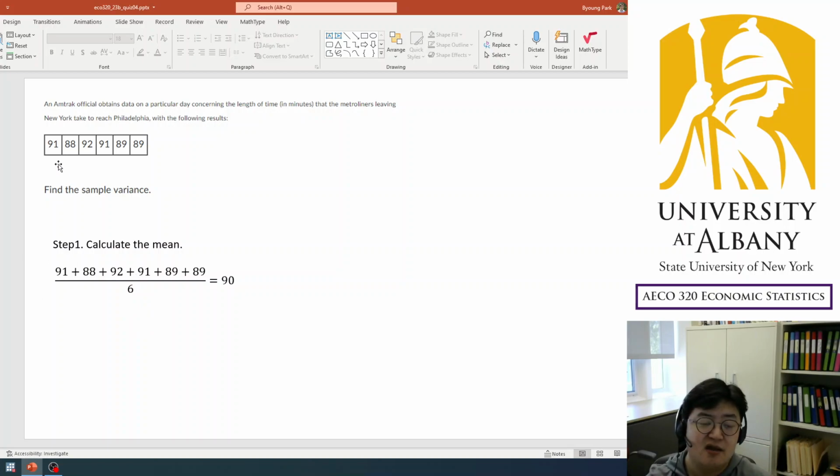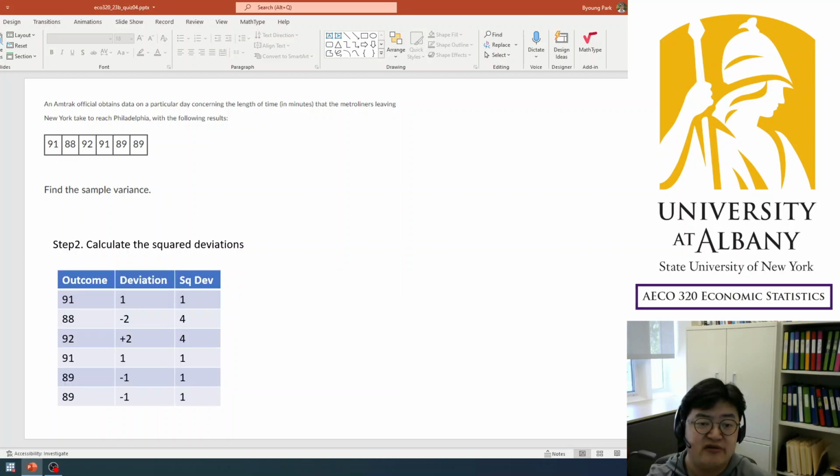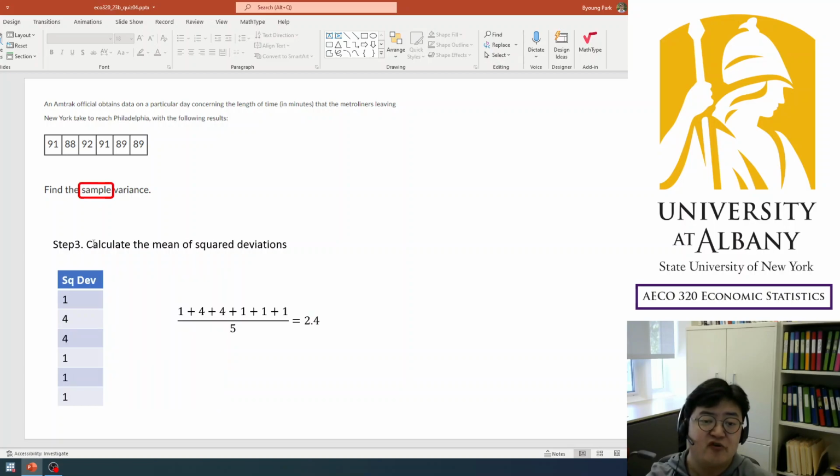And using the mean, we are going to calculate the squared deviations. There are 6 observations, and you calculate deviations by subtracting 90, the mean, and then square them. Pretty easy numbers. So we have 6 squared deviations. Then in step 3, we have to calculate the mean of squared deviations for the variance, the average of them.